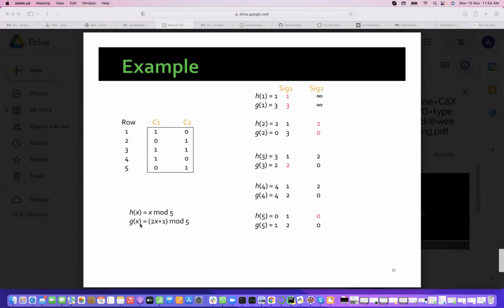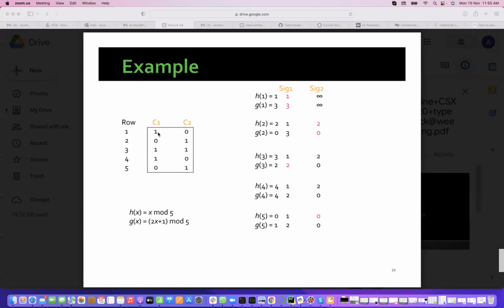But here, what is G(x) for G1? G1 is 2x plus 1, so 3. 3 mod 5 is how much? 3. So now, this 1 is becoming 3, remember. Last time I made that mistake. 1 is becoming 3 now. But is this 1 having 1 now in C1? Yes. But it is in the permuted order.